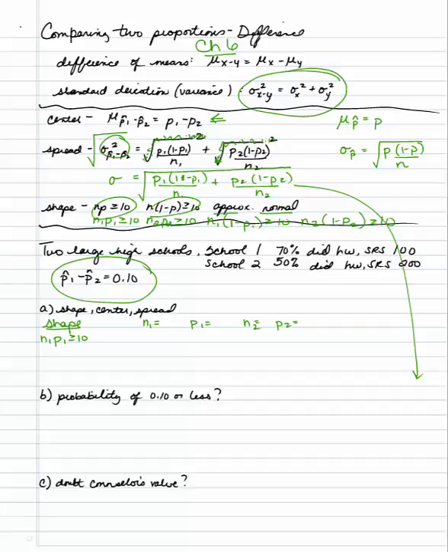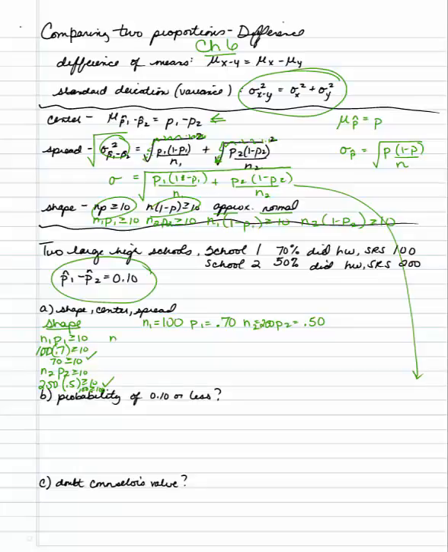N1 is the sample size of the first school, which is 100. P1 is the proportion of students who did their homework. N2 is 200 people in school 2, and 0.50 for the proportion. So N1 times P1 is 100 times 0.7, which is 70. That's good. N2 times P2 would be 200 times 0.5, which gets 100.